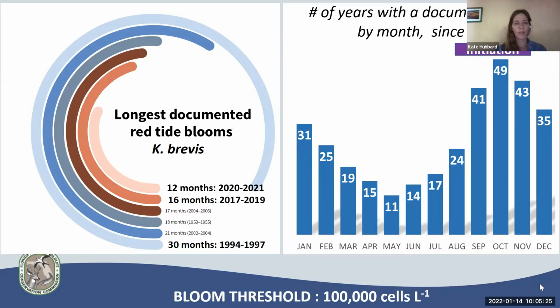And if we look at the number of years with a documented bloom by month since 1953, we see that in the late summer and the fall, that's when we typically start to see more years with a bloom. That's when we start to see the onset of the event. And that's also at the same time we have the end of the wet season, and we also have the peak in hurricane activity or tropical storm activity. So lots of things going on in that time that sort of complicates our ability to definitively predict when a bloom might start and then what might happen once we have a bloom, given that there's a lot of different things going on with the ocean.